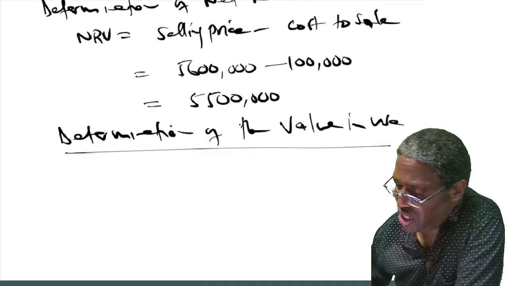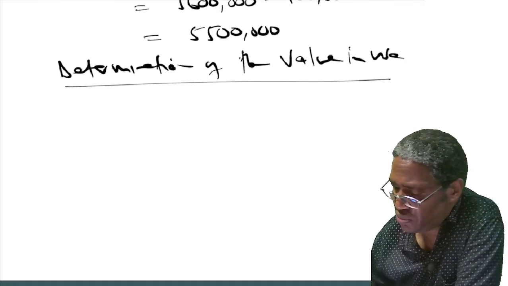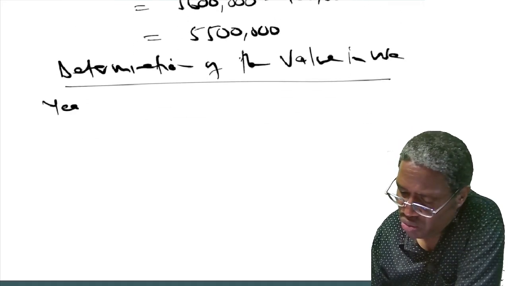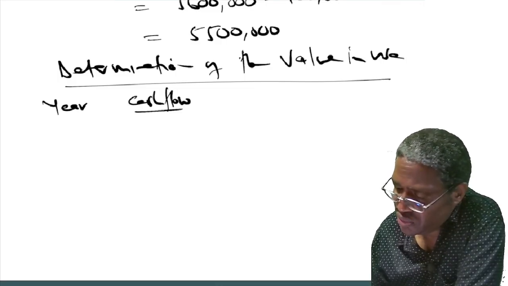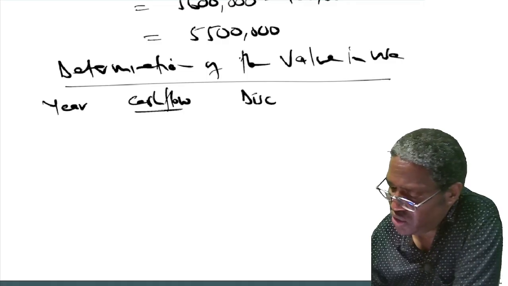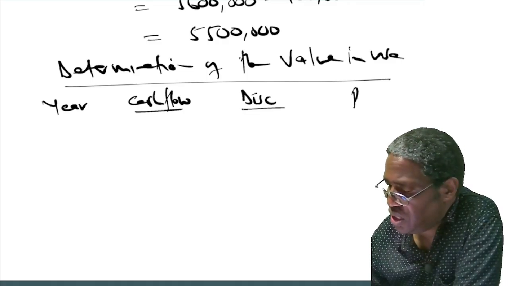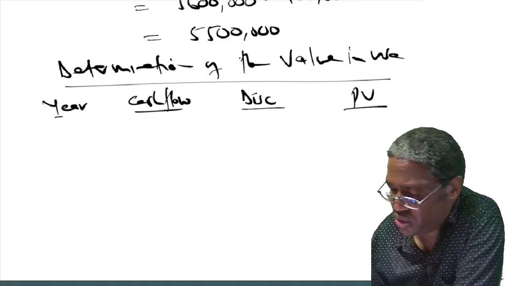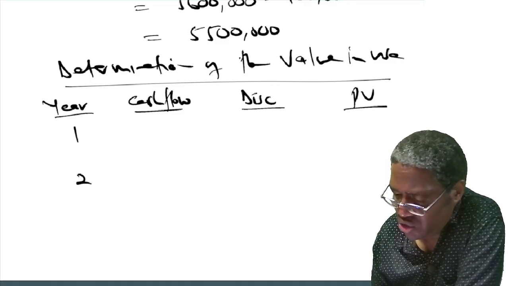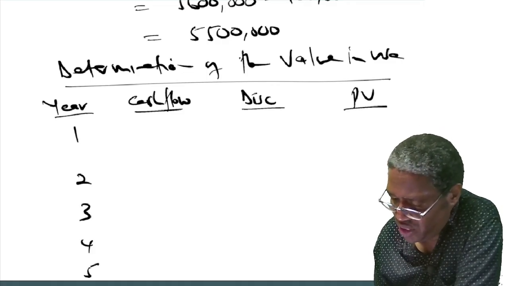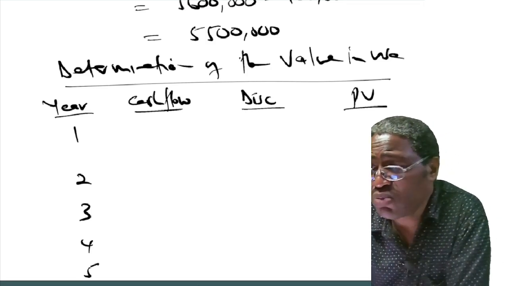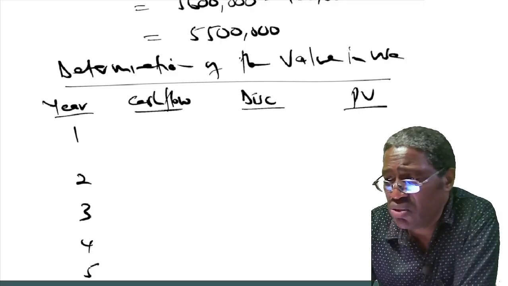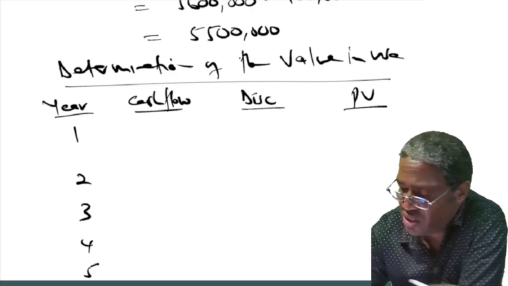We were given the cash flows, so let's discount them. You need a column of the year, a column of the cash flows, a column of the discounting factors, and a column of the present values: year 1, year 2, year 3, year 4, and year 5. I want to put my figures in thousands, not in millions, just like the question has given us the figures in thousands.